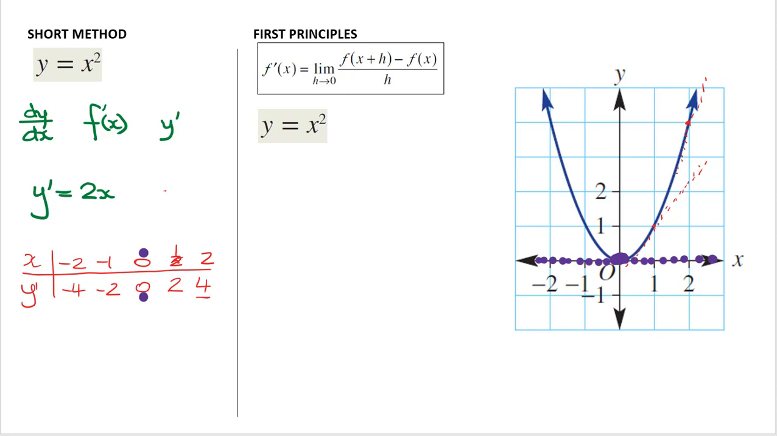Hopefully then you can see in the negative region here, all the gradients will have a negative value. And we can see at -1 it's going to have a value of -2, and at -2 it's going to have a value of -4. It's going to get more negatively steep, if that's the proper term there.